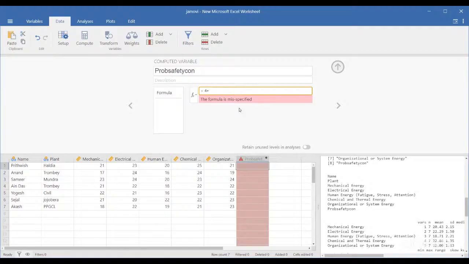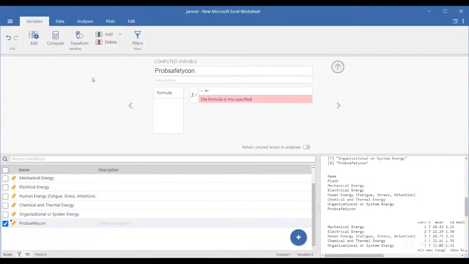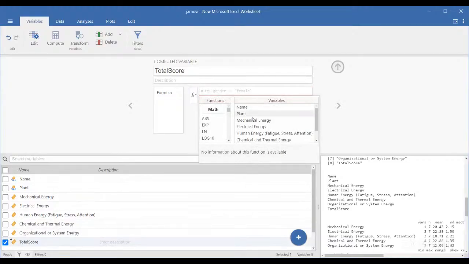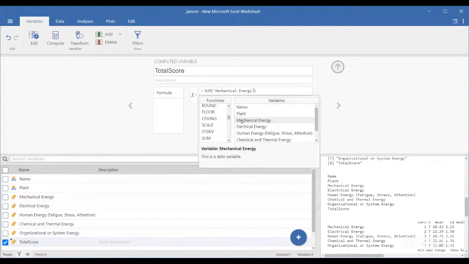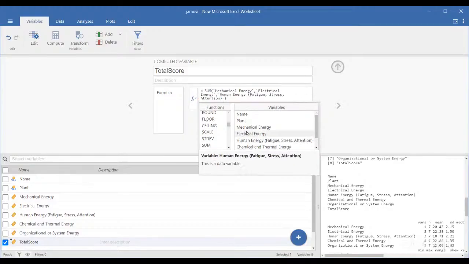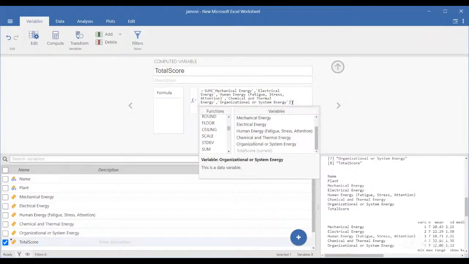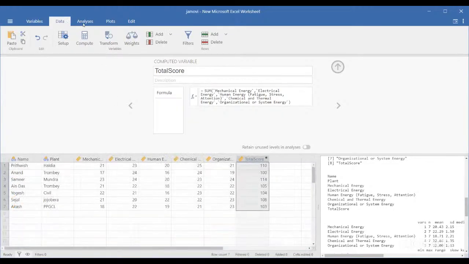Okay, now we have to think another way. You click the computed variable. Yeah, I'm deleting the probability. No, you remove this probability of safety. You write down total score. And then you click the effects. Now you click the sum, equal to sum. Bracket, mechanical, comma, electrical, human, chemical, organizational. Okay, now you enter.